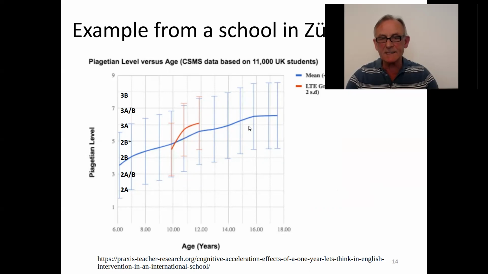This blue line is the mean that I showed you before from the 11,000 survey. And the blue, these are 2 standard deviations. And so that's a small example with one age group. But this has been done in many, many schools to show the crucial time. And these students were below the mean, and they end up a considerable amount above the mean.